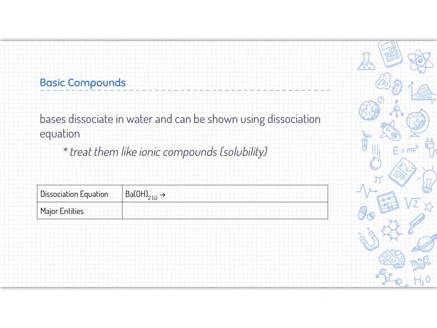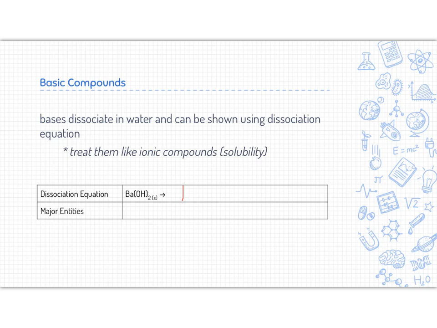Basic compounds act just like ionic compounds. So what we're going to do is just treat them as soluble versus insoluble still. The only thing that separates them from an ionic compound is that a basic compound will always have OH- hydroxide as its anion, where it has a metal or a positive ion in front. Looking at our solubility table, barium hydroxide is soluble. If it is soluble, that means that we can dissociate it into its ions.